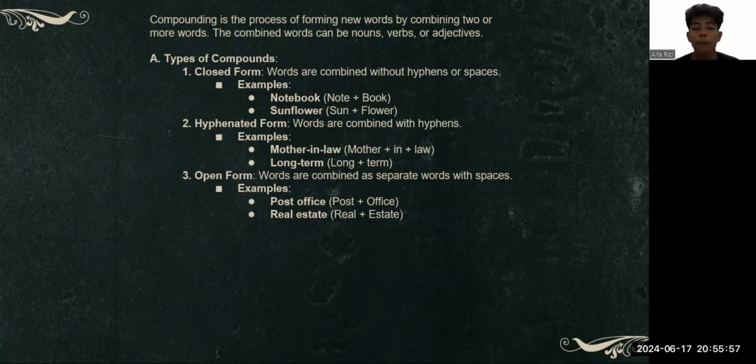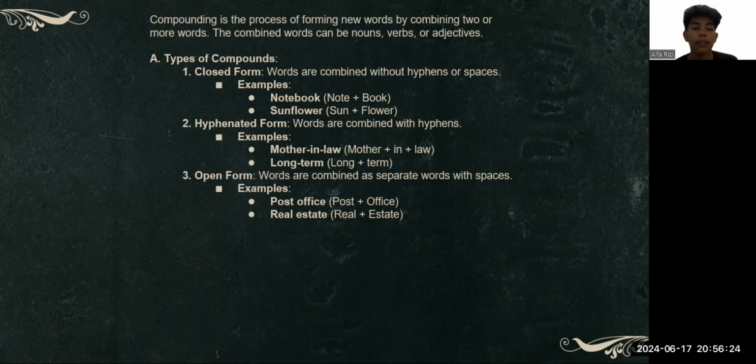Hyphenated form. Words are combined with hyphens. Example: mother-in-law, mother plus in plus law; long-term, long plus term. Open form is where words are combined as separate words with a space. Example: post office, post plus office; real estate, real plus estate.